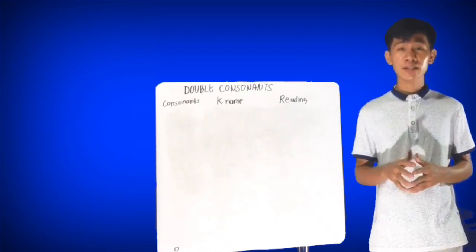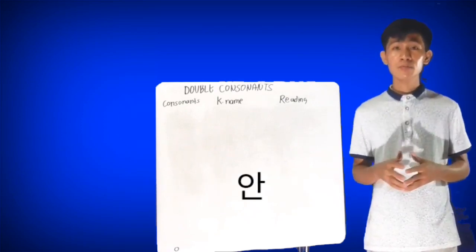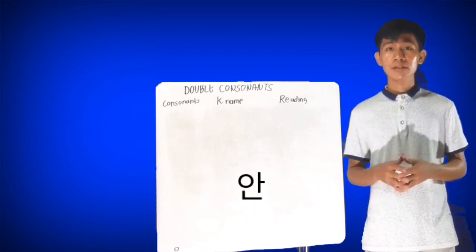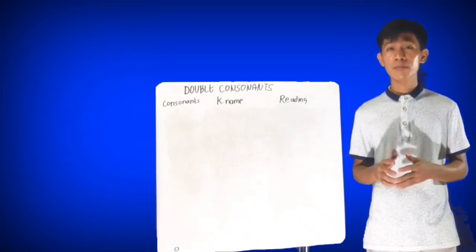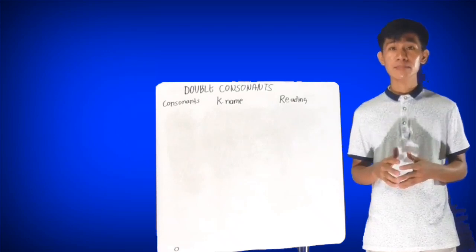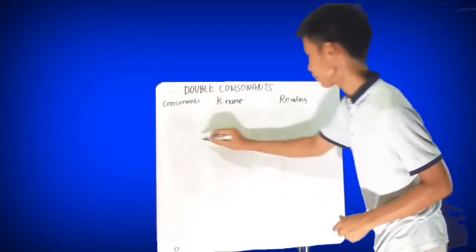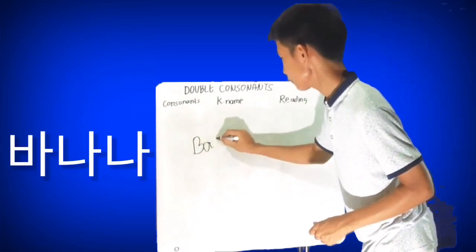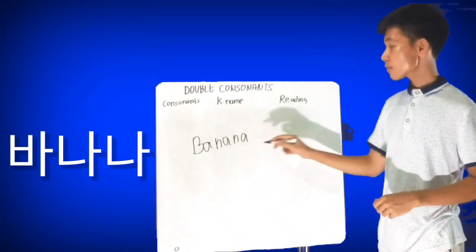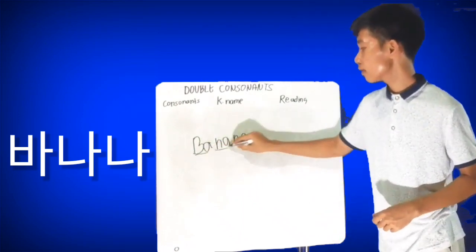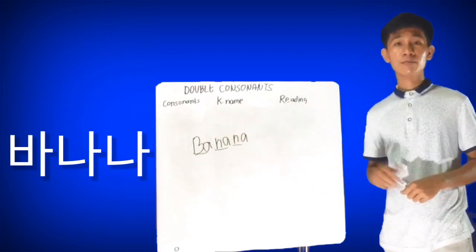But did you know that Hangul is a syllabic language? It means that a word is composed of one or more syllables. Each syllable is made of a block that contains one or more letters, which is called the block principle in Hangul. Let's take the word banana as an example. This word is composed of three syllables, and each syllable is composed of one consonant and one vowel.